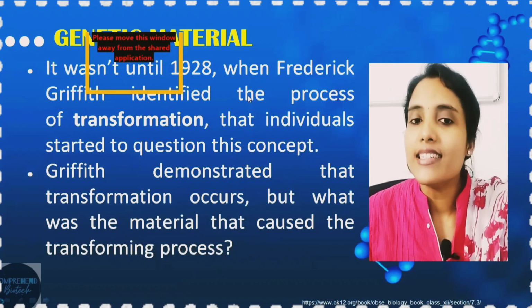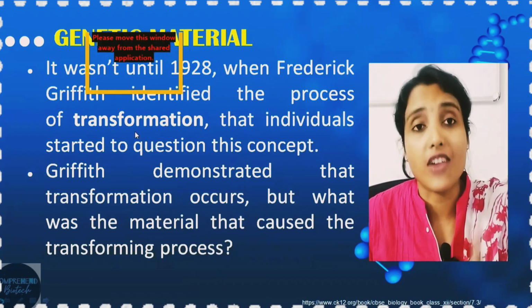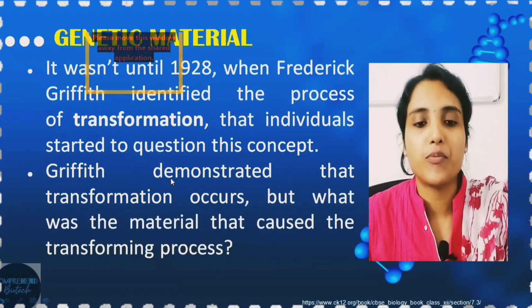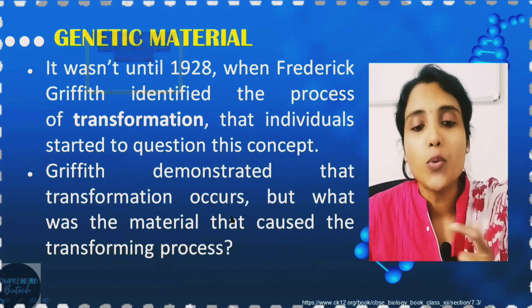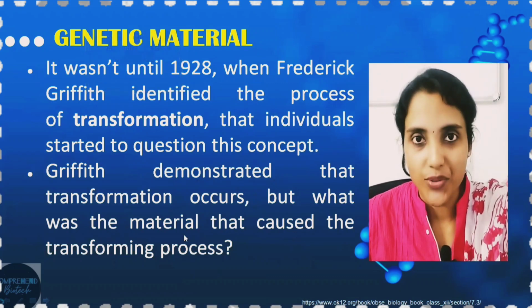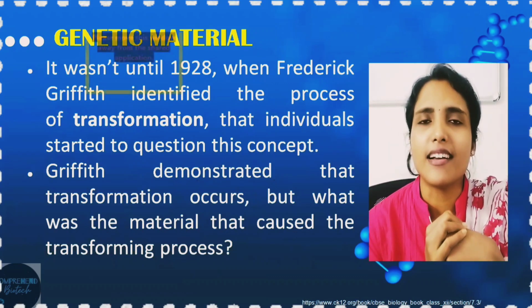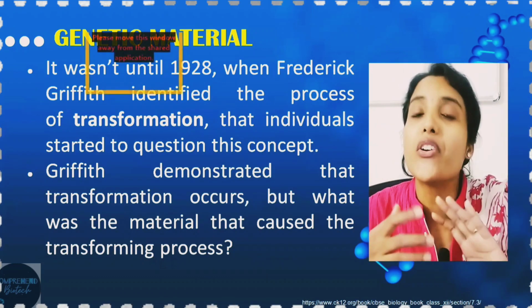So it wasn't until 1928, when Frederick Griffith identified the process of transformation, that individuals started to question this concept. Now, Griffith demonstrated that transformation occurs, but what was the material that caused the transforming process? So here I want you to know that in the experiment that Griffith conducted, he just came up with the concept of transforming principle or transformation.